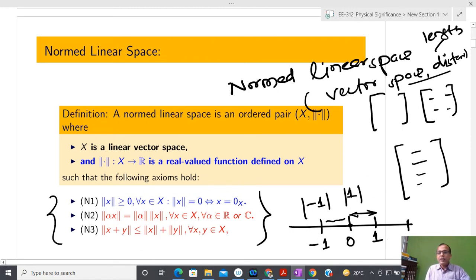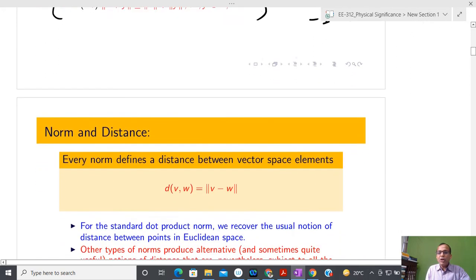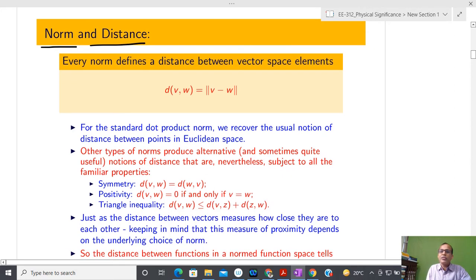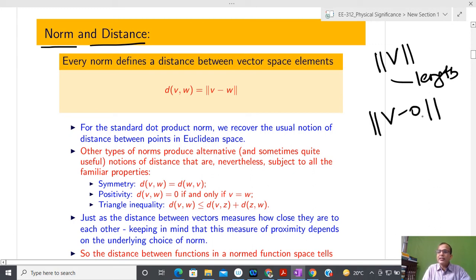Now I have a normed space and I know how to define the length. So here I have written norm and distance. From length, now I am going to talk about distance. What is the difference between length and distance? Suppose I have some vector v. If I add this kind of notion, then this is called length. It means that I am going to calculate the distance from the zero vector of that space.